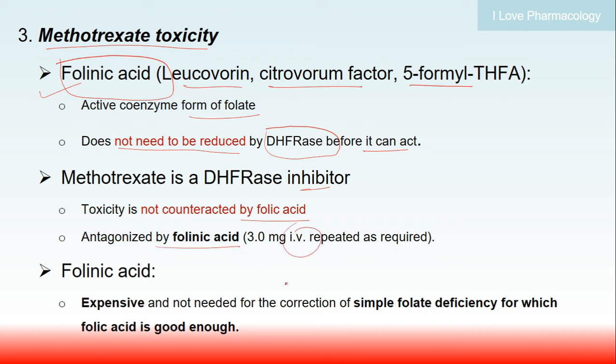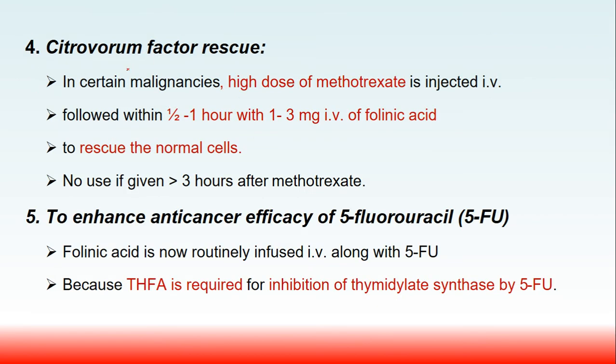The route of administration will be intravenous. Even though folinic acid is expensive, it is not needed for correction of simple folate deficiency, for which simple folic acid is enough. The same use applies to citrovorum factor rescue in certain malignancies. When you give high doses of methotrexate, it can be followed by folinic acid 1 hour later, at 1 to 3 milligram intravenously. The main reason for giving folinic acid here is to rescue the normal cells.